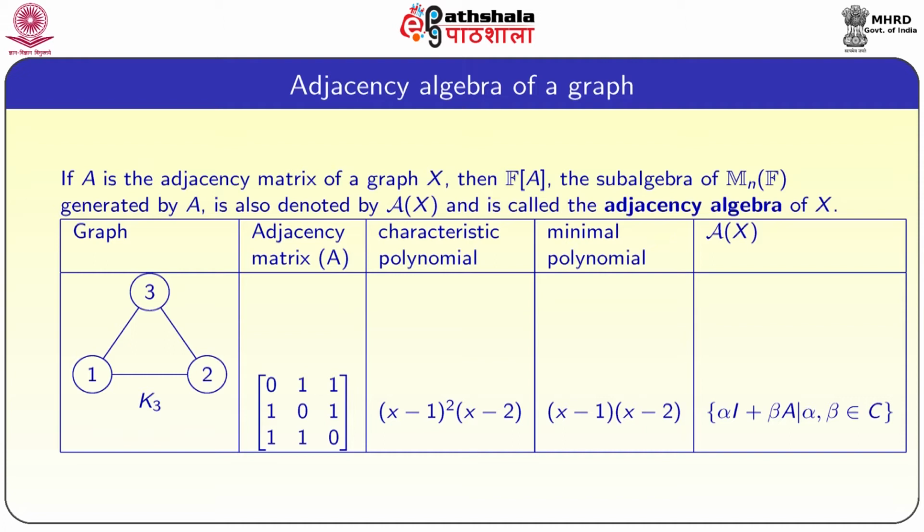The characteristic polynomial is (x minus 1) whole square into (x minus 2). The minimal polynomial of A of X is (x minus 1) into (x minus 2), and the adjacency algebra in this case is alpha I plus beta A, where alpha and beta belong to the complex numbers.